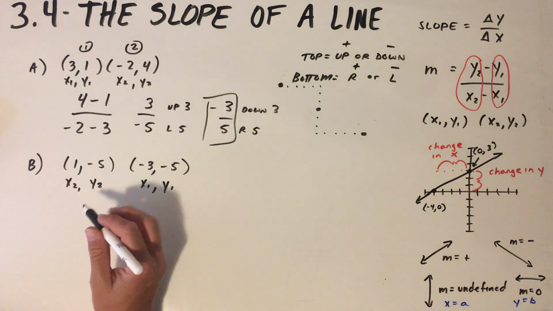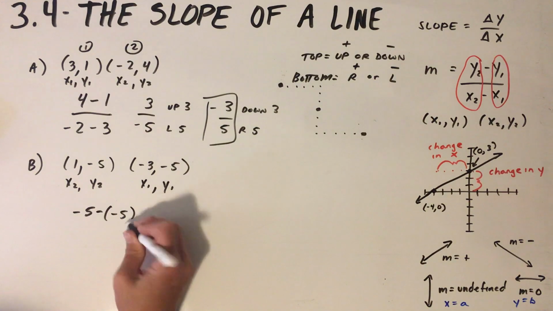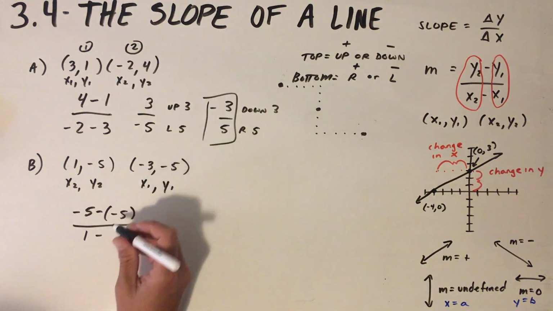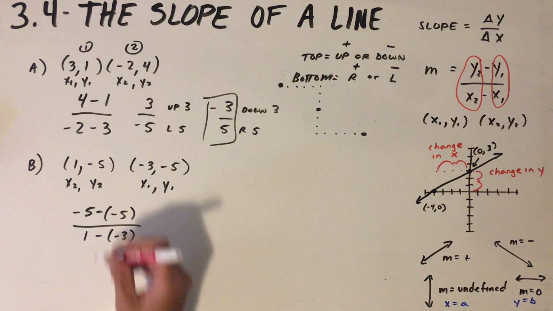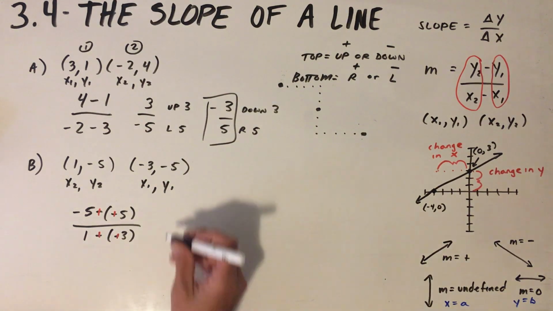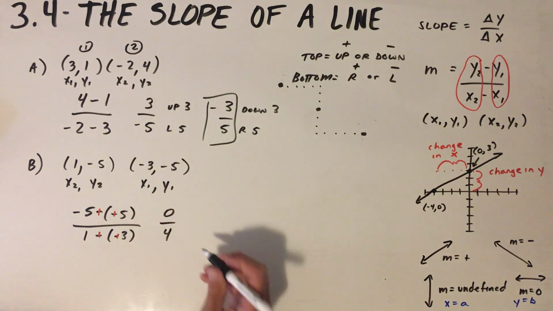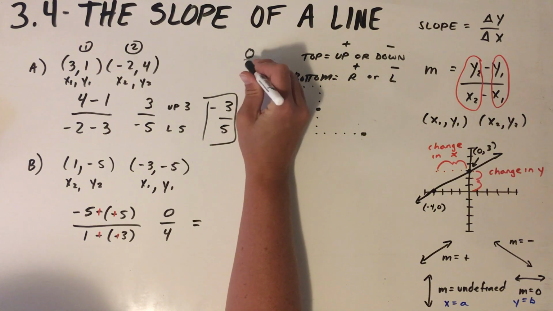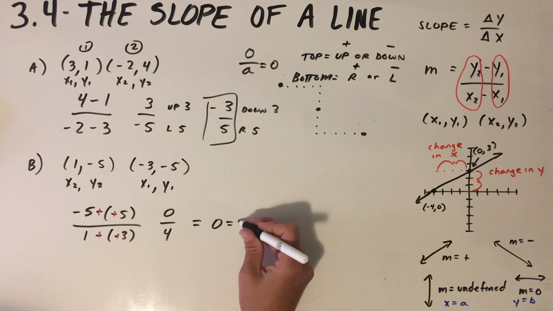If my y2 is negative 5, I'm going to subtract my y1, which is also negative 5, all over x2, which is 1, subtract x1, which is a negative 3. When you have those double negatives here, we're going to add. So I get negative 5 plus 5 is 0, and 1 plus 3 is 4. Remember that 0 divided by anything is still 0. So my slope here is 0.